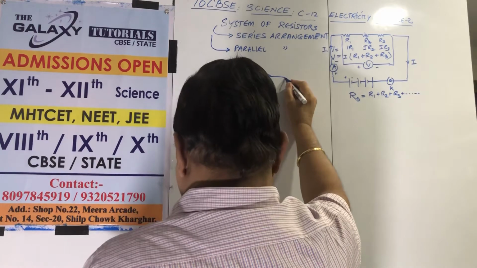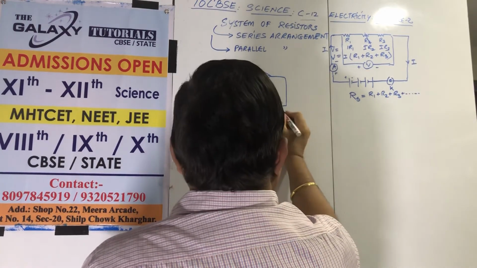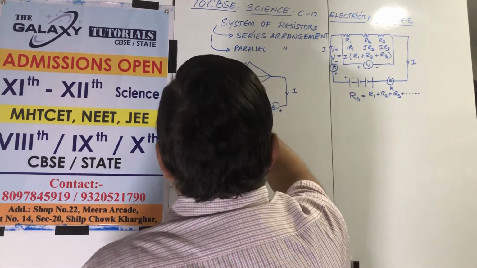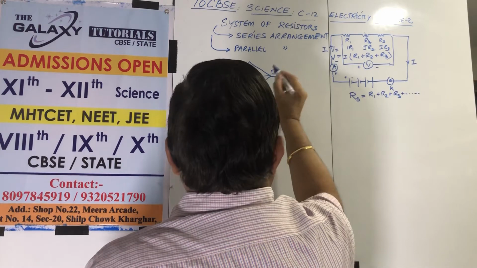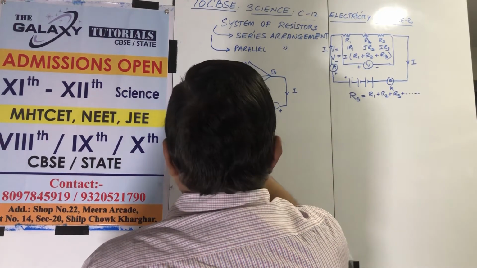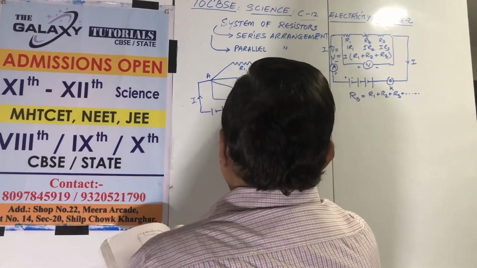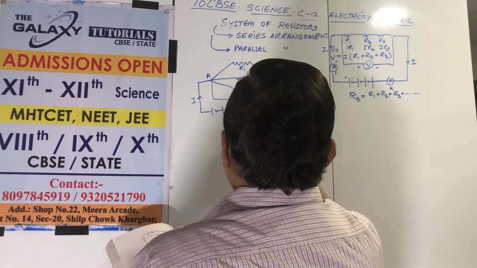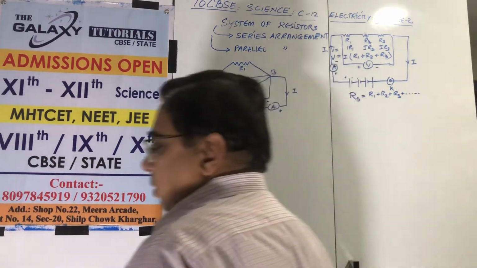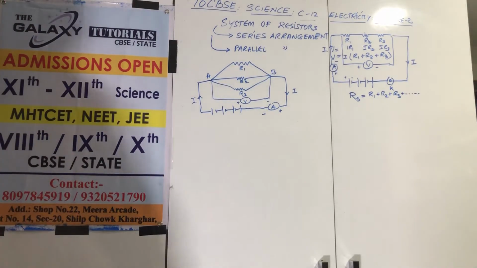And I will have a connecting wire back, and plus, minus, and the current I. I will call these point A and point B, through which all 3 resistors are connected, and this is the current I flowing through it. This is how we show it. And of course, the voltmeter will always be across. Ammeter is connected in series, voltmeter is connected across, or in parallel.